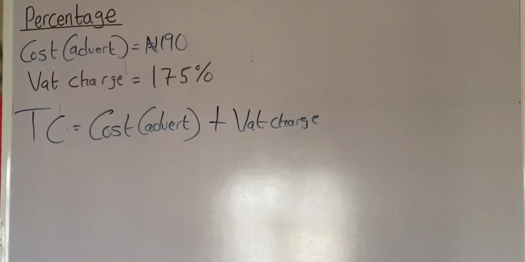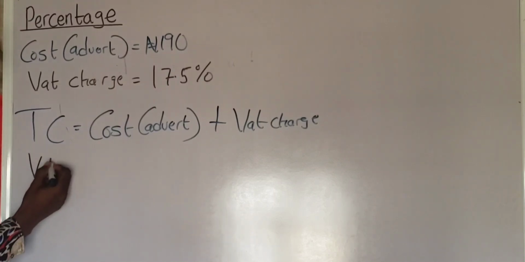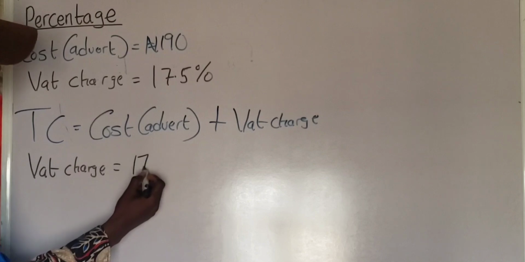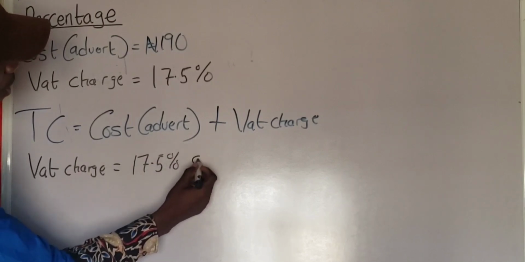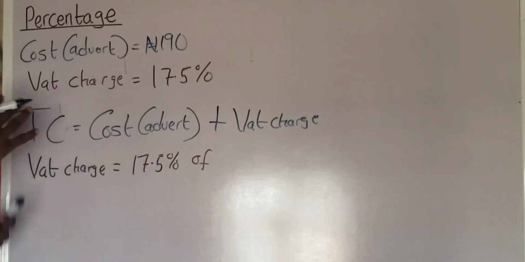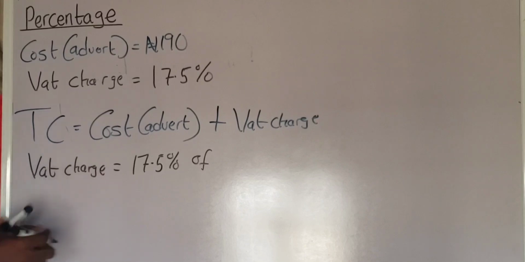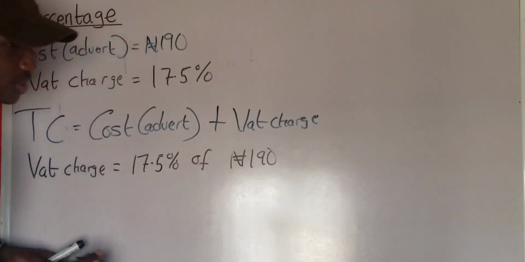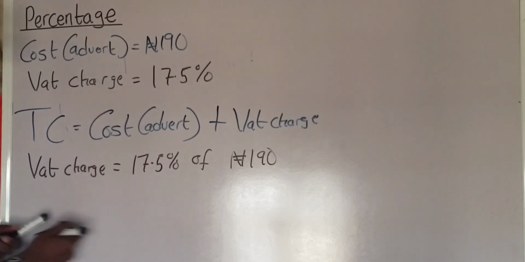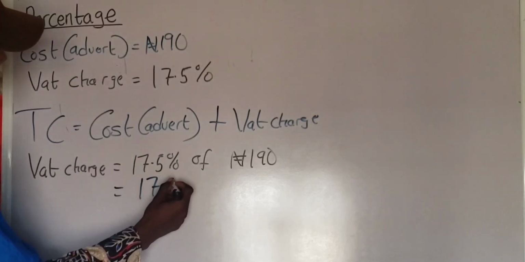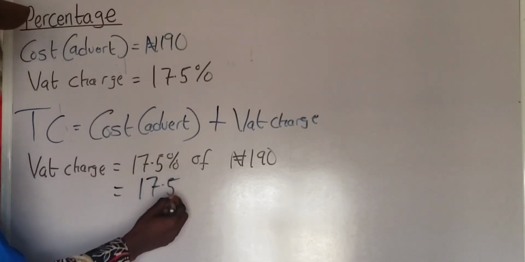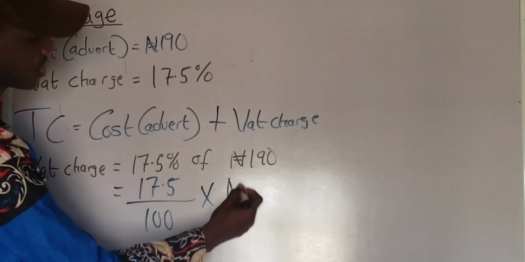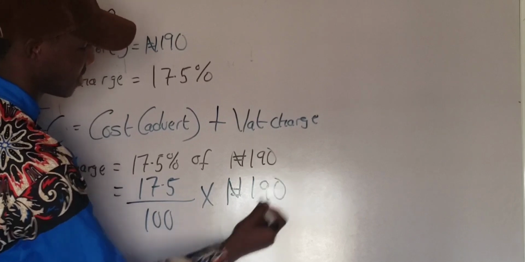So the VAT charge is equal to 17.5% of the cost on advert. And the cost on advert is 190 naira. So I'm going to multiply by 190 naira. So for this, we are going to have 17.5 all over 100 multiplied by 190 naira.